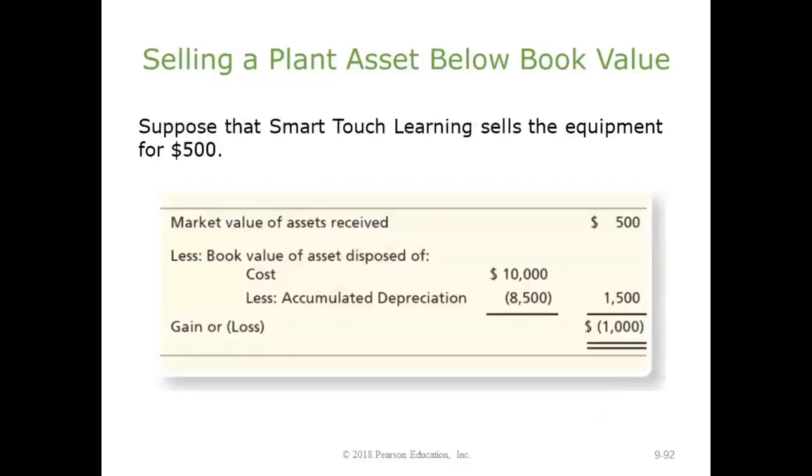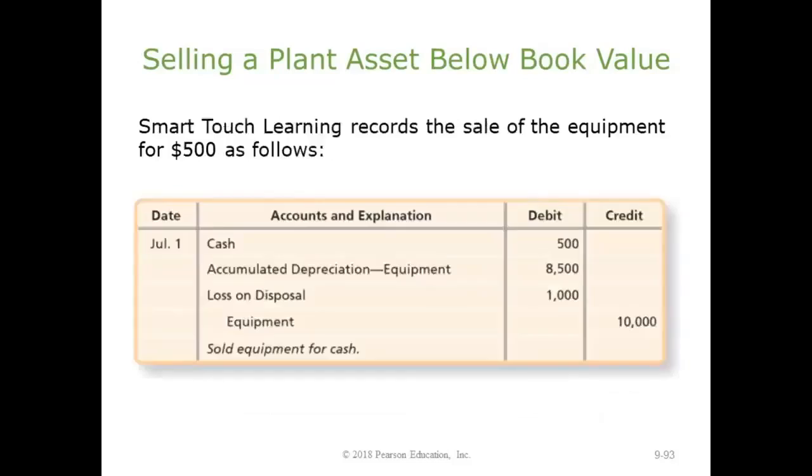Then the last one that's out here. Suppose I only receive $500 in cash for selling the asset, and the book value of that asset is $1,500. Well, in this case, I'm going to have a loss of $1,000 on that transaction. Okay, so I'm going to have a loss on this one. So that entry is going to look like this. I'm going to have a debit to cash of $500, a debit to accumulated depreciation on the equipment of $8,500, a debit to loss on disposal of $1,000, and a credit to the equipment balance of $10,000.